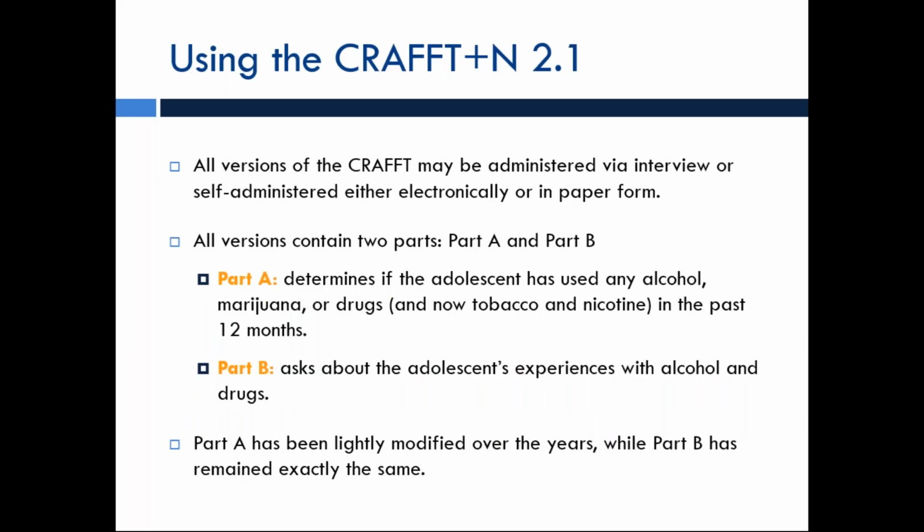All versions of the CRAFFT can be administered via interview or self-administered, of course, either electronically or on paper. There are two parts of the CRAFFT. Part A is really determining if the adolescent has used any alcohol, marijuana, or drugs in the past 12 months. And the plus N portion of this 2.1 includes tobacco and nicotine as well. Part B asks about the adolescent's experiences with alcohol and drugs. All of the changes in the CRAFFT since the original version have been to Part A, and they've been light modifications, while Part B has remained exactly the same.